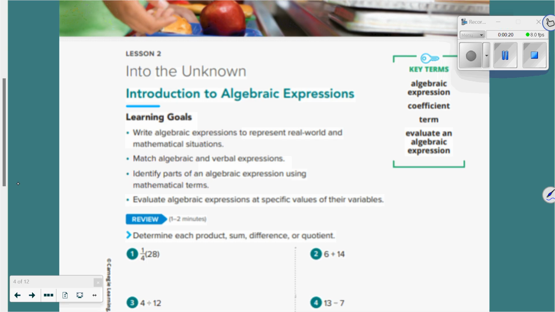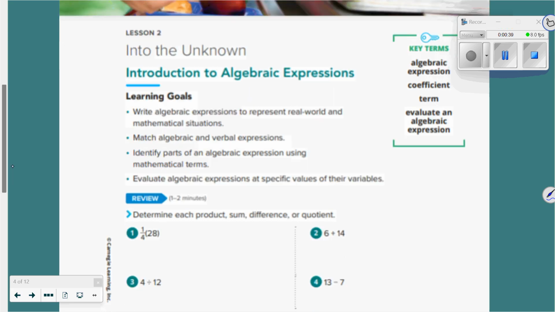Verbal. So this is part of our translation exercise. Early on in the year we talked about math being its own language, right? So we use more of that language. How do I translate? Then you're going to look at identifying the parts of an algebraic expression using the math terminology. And lastly, we're going to do some evaluation.